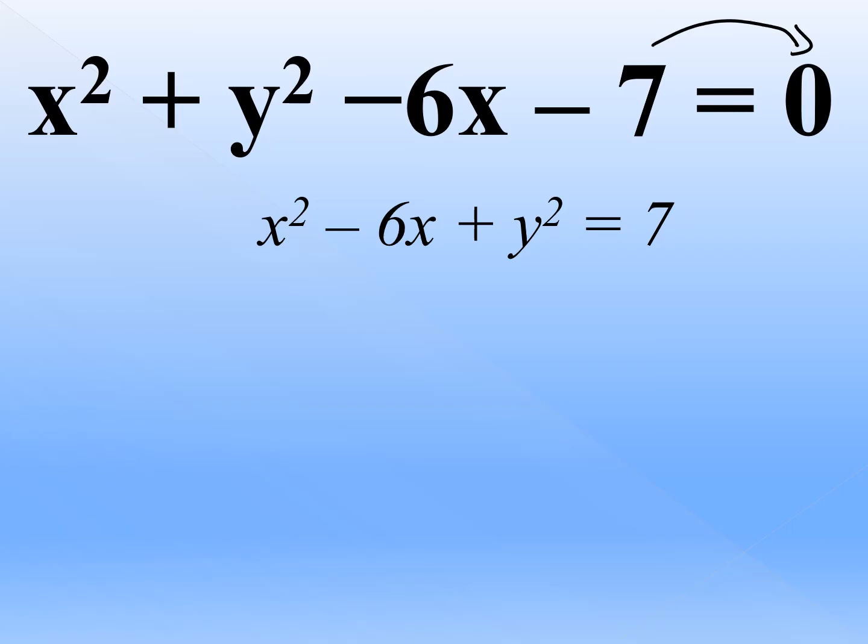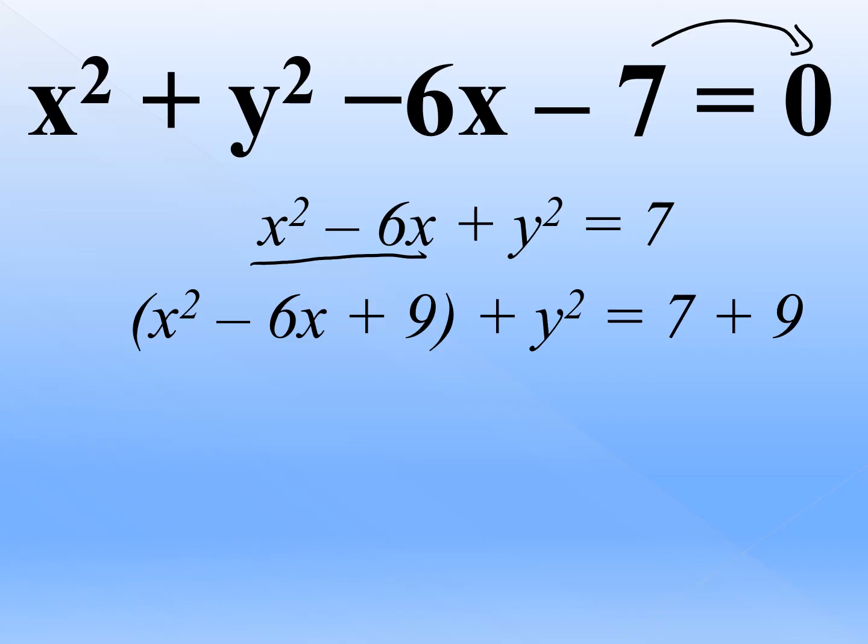Now, after that, we're going to use completing the square. So for x squared minus 6x, we're going to do completing the square. To have a perfect square trinomial from x squared minus 6x, we're going to add 9 on both sides. So we're going to add 9 here.